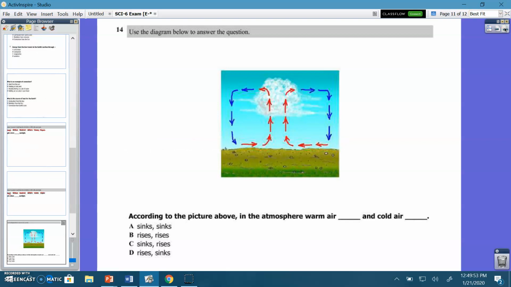Number 14. Use the diagram below to answer the questions. According to the picture above, in the atmosphere, warm air blank and cold air blank. A, sinks, sinks. B, rises, rises. C, sinks, rises. D, rises, sinks.